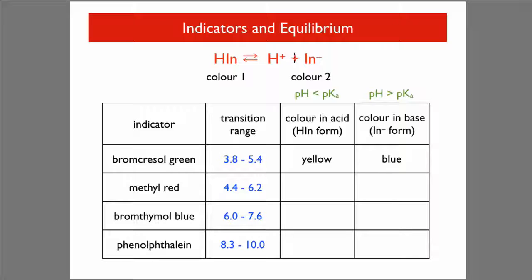For methyl red, the transition range is between 4.4 and 6.2. When pH is lower than pKa, it's going to be red. When pH is larger than pKa, in the base form, it's going to be yellow. Bromothymol blue: the colour in acid, when the pH is less than the pKa, is yellow. The colour in base, when the indicator form is in excess and the pH is greater than the pKa, is blue. And phenolphthalein goes from colourless in acid to pink or magenta in a base.